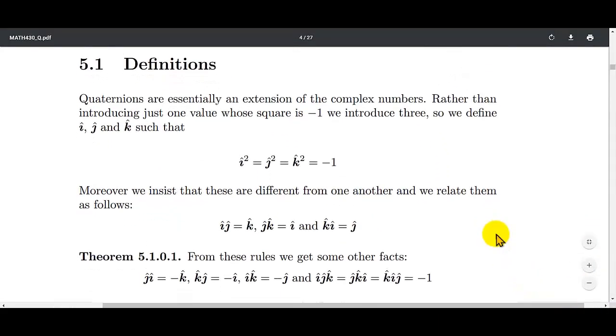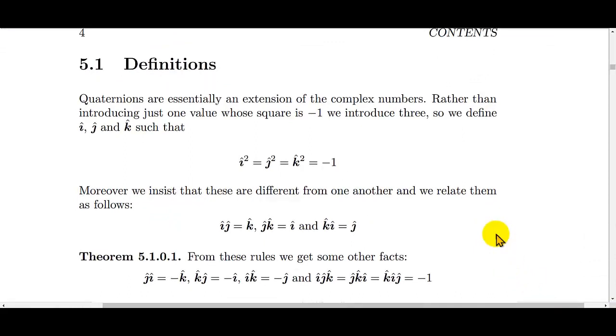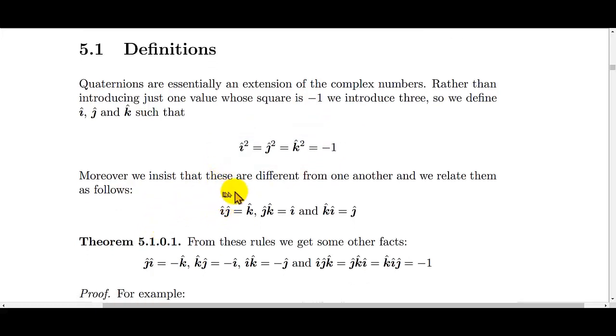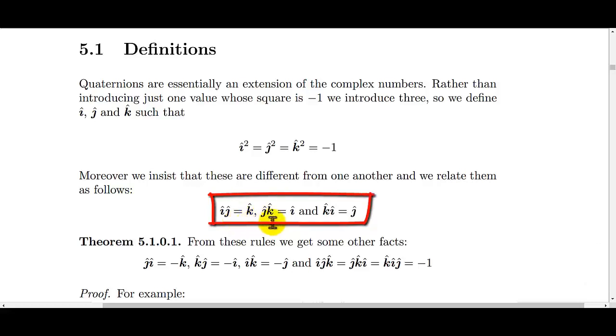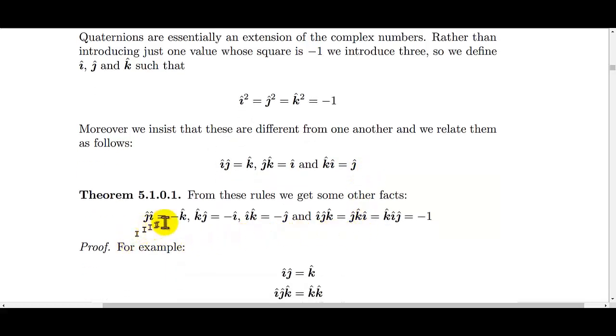Definitions. Quaternions are essentially an extension of the complex numbers. Rather than introducing just one value, i, we introduce three right now. We introduce i, j, and k, such that i squared is equal to j squared, which is equal to k squared, which is equal to -1. Moreover, we insist that these are different from one another, and we relate them as follows: ij is equal to k, jk is equal to i, and ki is equal to j. And we have the first theorem.